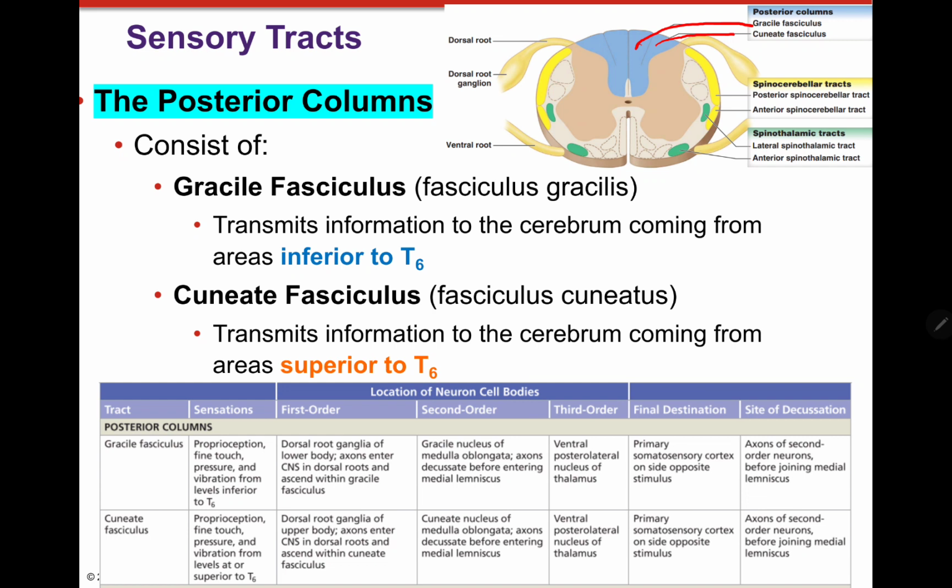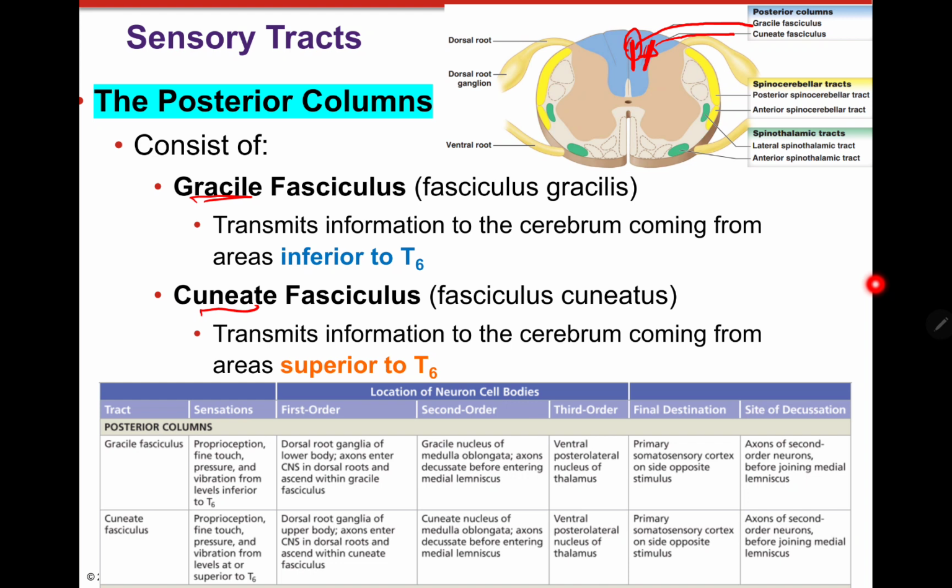So for the fasciculus gracile, the most medial portion, that tract is going to carry sensory information coming anywhere below or inferior to T6 over your spinal cord, as compared to the cuneate fasciculus pathway, this one over here, that's going to carry sensory information to your brain that is superior to your T6. Okay, so anything above T6 is coming through this pathway. Anything below T6 is going to be coming through the gracile fasciculus pathway.